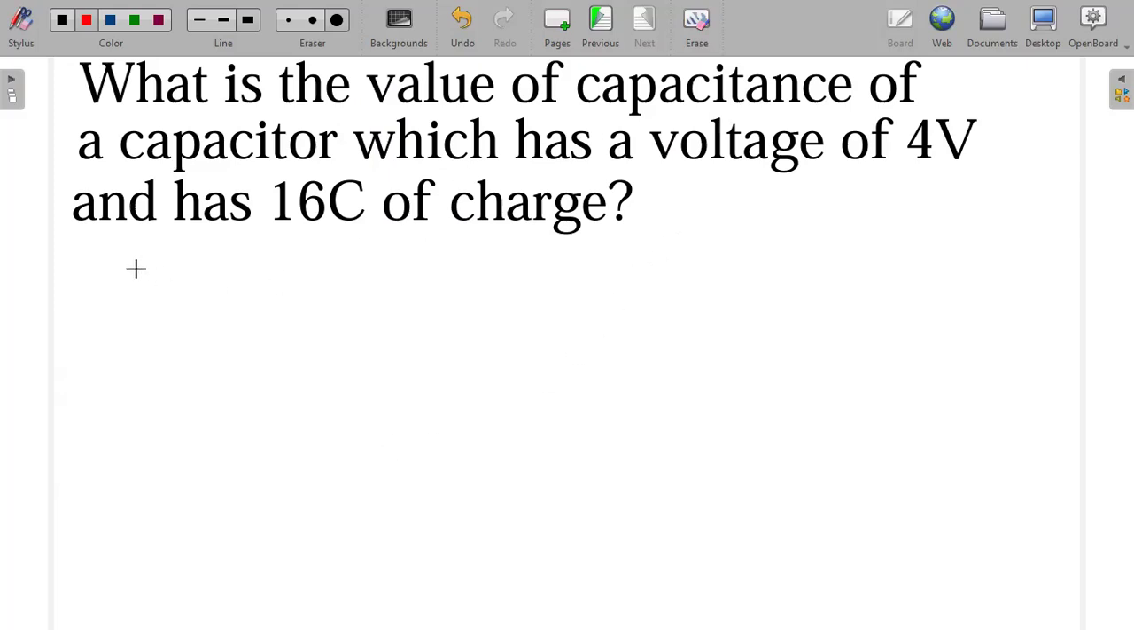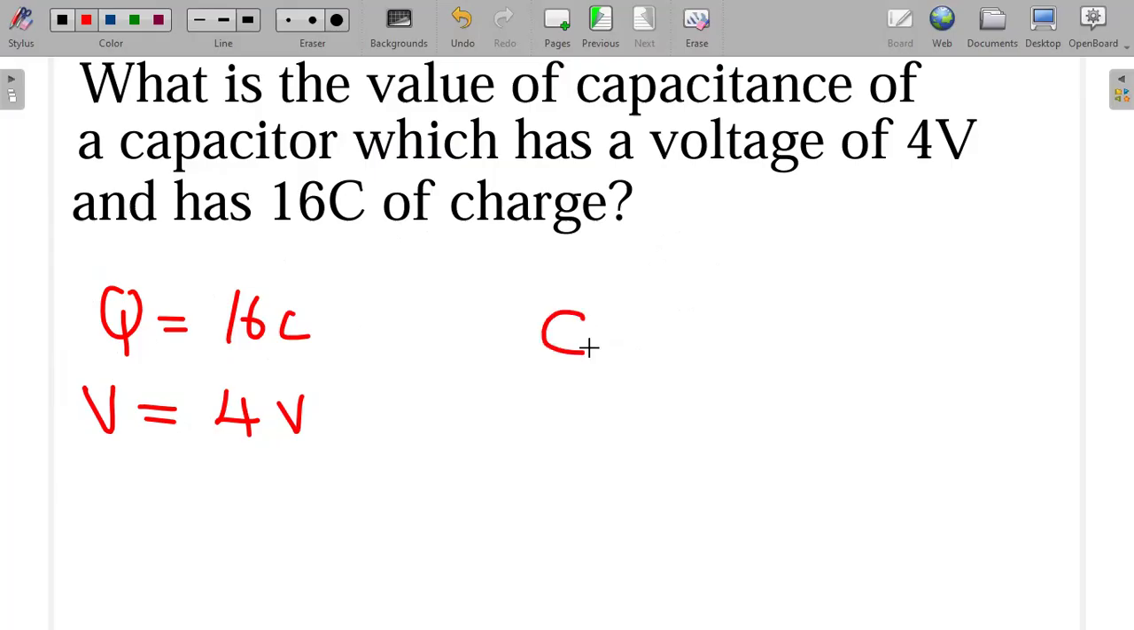Okay, so here we've been given a charge, which we indicate by Q, of 16 coulombs. And then we've also been given a voltage, which we indicate by V, of 4 volts. And then we are asked to find the capacitance. So now the formula for the capacitance is that capacitance is simply equal to the charge over voltage.